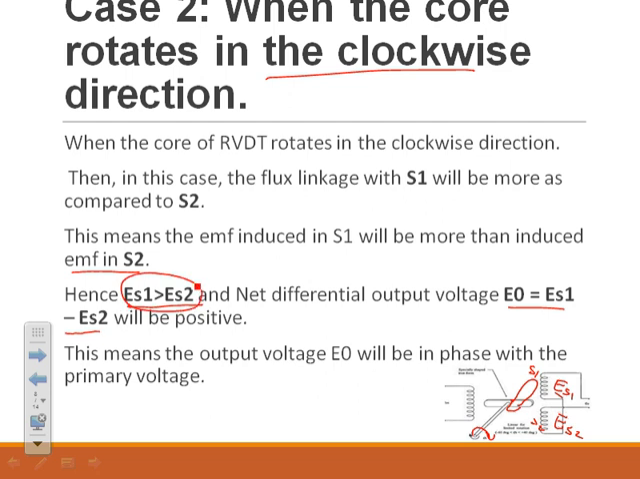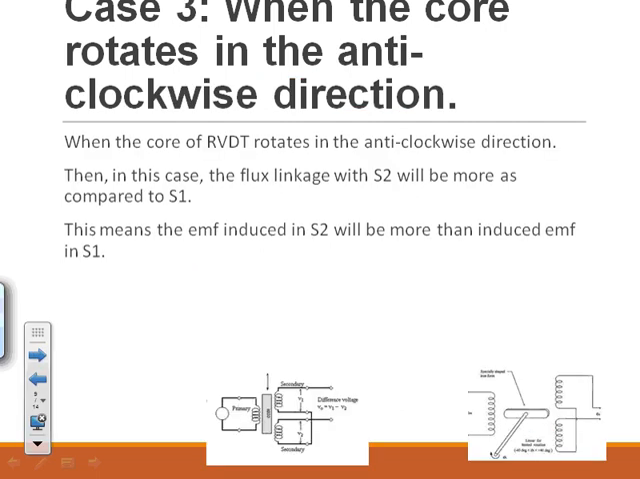This means that the output voltage E0 will be in phase with the primary voltage. So this is the second condition, that is when the core is rotated in the clockwise direction. And the third condition is when the core is rotated in the anti-clockwise direction.